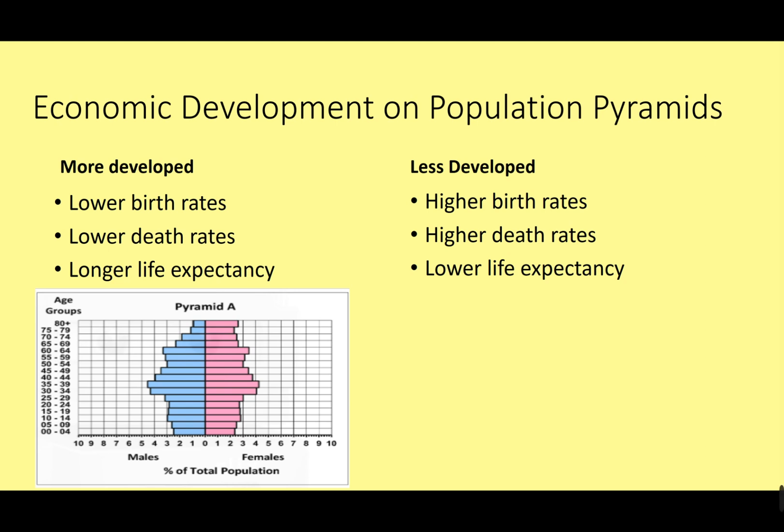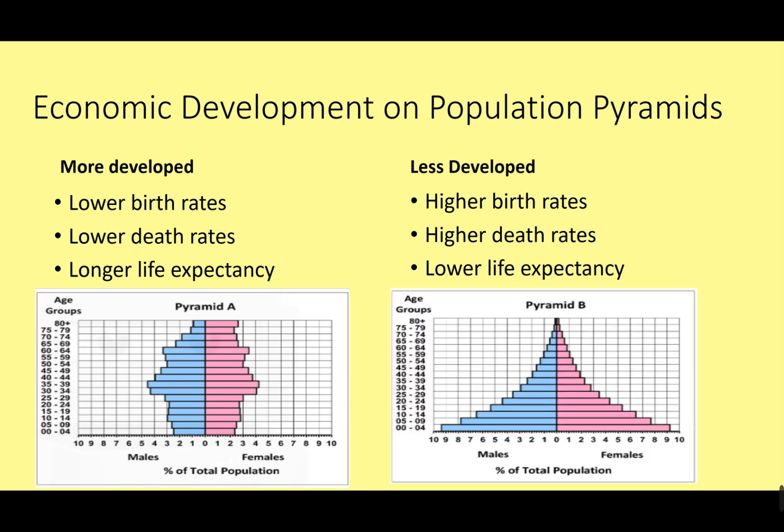And also the longer life expectancy can be seen in the top. So here we can see a significant proportion of the population live till over the age of 70. In fact, here there's more people in the 80 plus category than there is in the 0 to 5 or 5 to 9 age category.